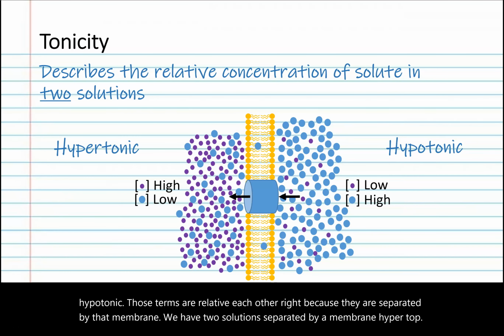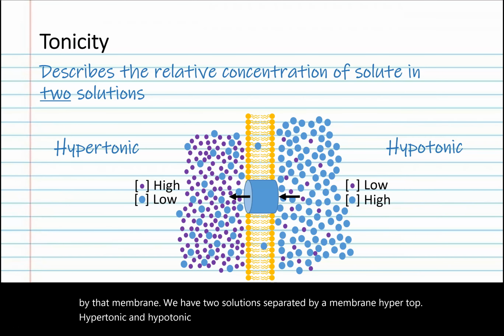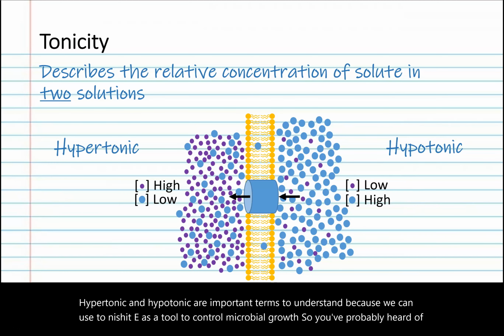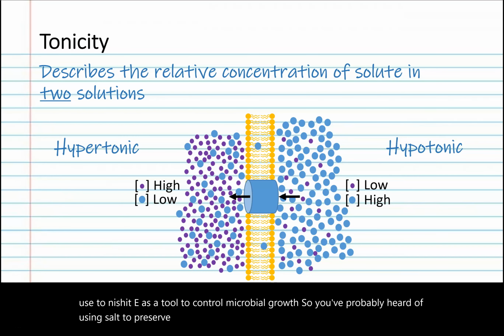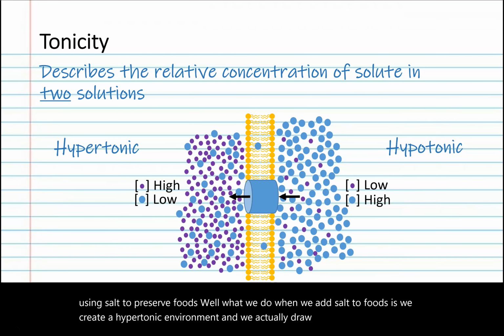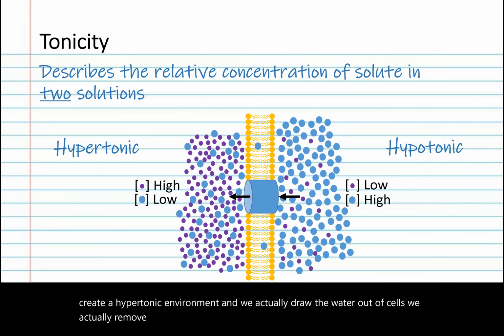Hypertonic and hypotonic are important terms to understand because we can use tonicity as a tool to control microbial growth. So you've probably heard of using salt to preserve foods. Well, what we do when we add salt to foods is we create a hypertonic environment and we actually draw the water out of cells. We actually remove water from cells, and that prevents microbial growth.